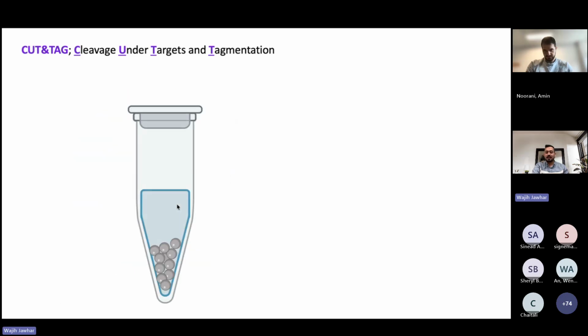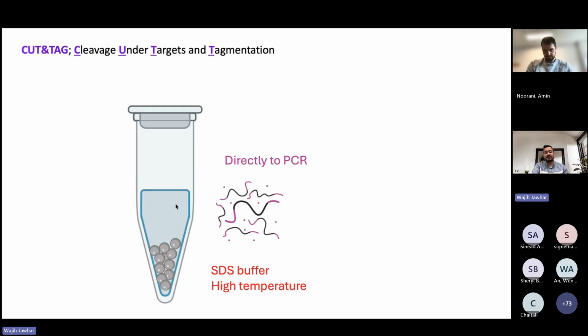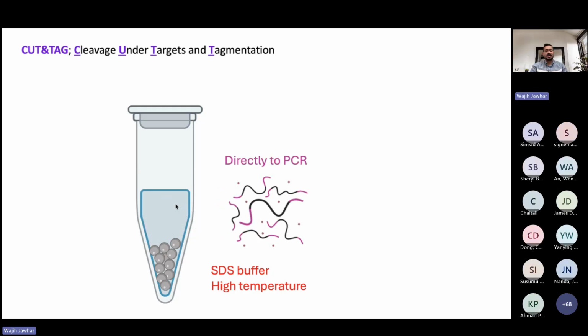And then from there, DNA can be released using SDS and high temperature incubation. And then DNA can be indexed and sent for sequencing. So it's a direct to PCR approach. As you saw here, CUT&Tag essentially bypasses the library prep step.